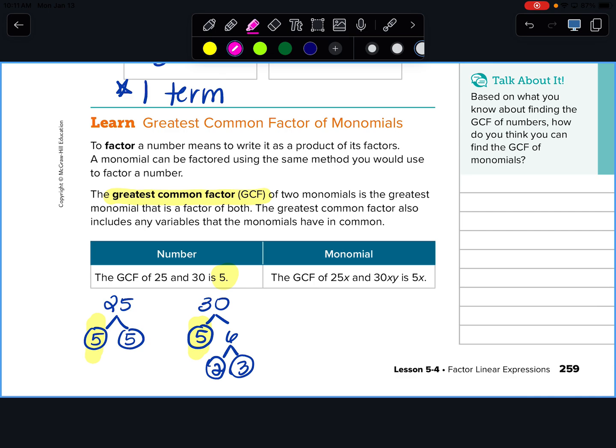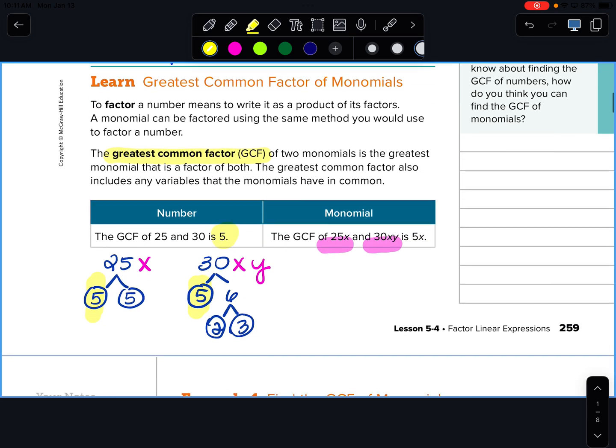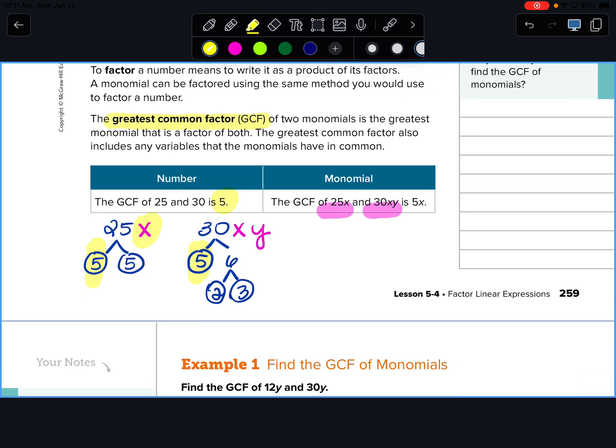Now, if we add to this 25x and 30xy, if I just put an x next to this and an xy next to the 30, then think about what else they now have in common. They still have the 5, but they also have the x in common. Oops, I did the wrong one. The x in common. So that is why the answer for 25x and 30xy is 5x.